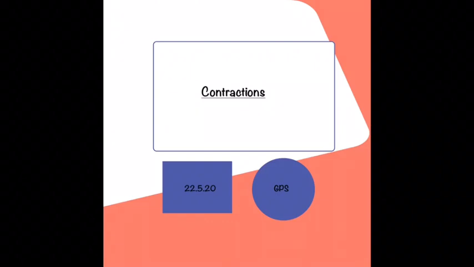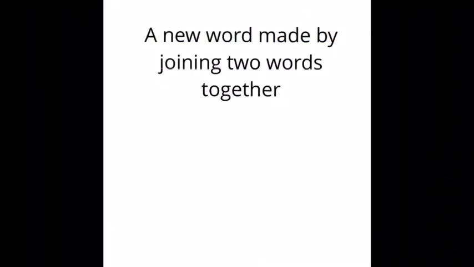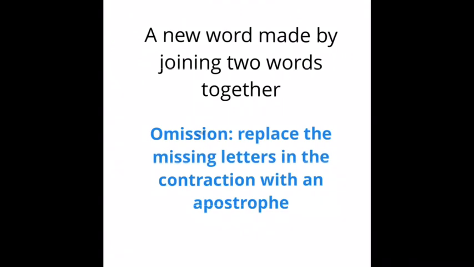Good morning everyone. Today we're going to be looking at something called contractions. A contraction is a new word that's made by joining two words together. When we make contractions we have to use something called omission. That's where we replace the missing letters in the contraction with something called an apostrophe.